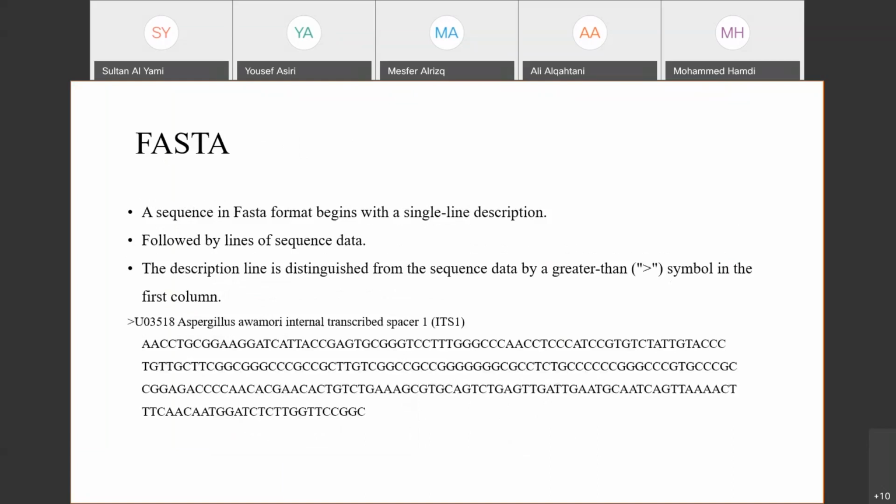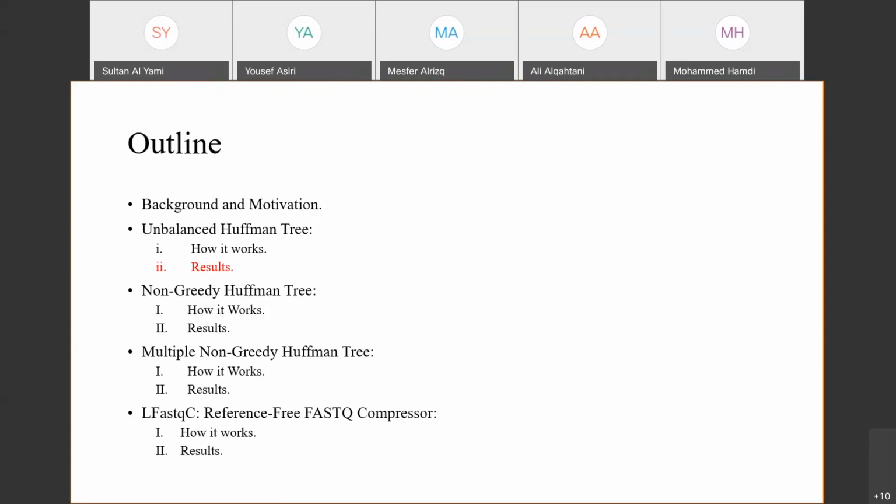This tool is developed to compress FASTA and multi-FASTA files. The FASTA is a text-based file. The sequence in FASTA format begins with a single line description called the header, followed by lines of biological sequence. The header always starts with the greater than symbol in the first column. In the next slide, we will see the result of this section.